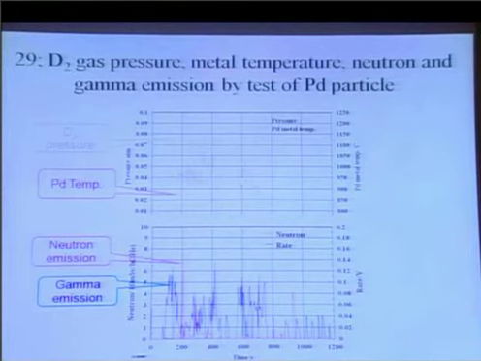Then the measurement response was very fast. Even if the gas pressure had been kept constant, the change was so large because the palladium particles have absorbed and released the deuterium gas repeatedly. Here you can see the intense generation of neutron and gamma radiation.